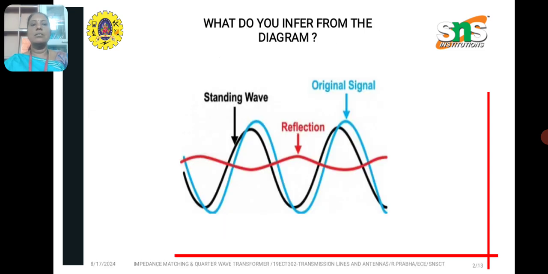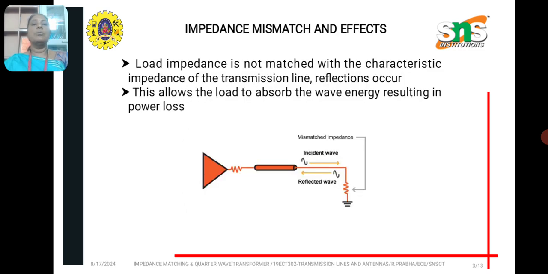In this video, we are going to see the topic Impedance Matching Quarter Wave Transformer for the course Transmission Lines and Antennas. In the picture we can see the original signal in blue color, a standing wave, and also a reflection. We can infer from this diagram that there is a reflection because of the standing waves in a transmission line. Now we are going to see impedance mismatch and its effects.